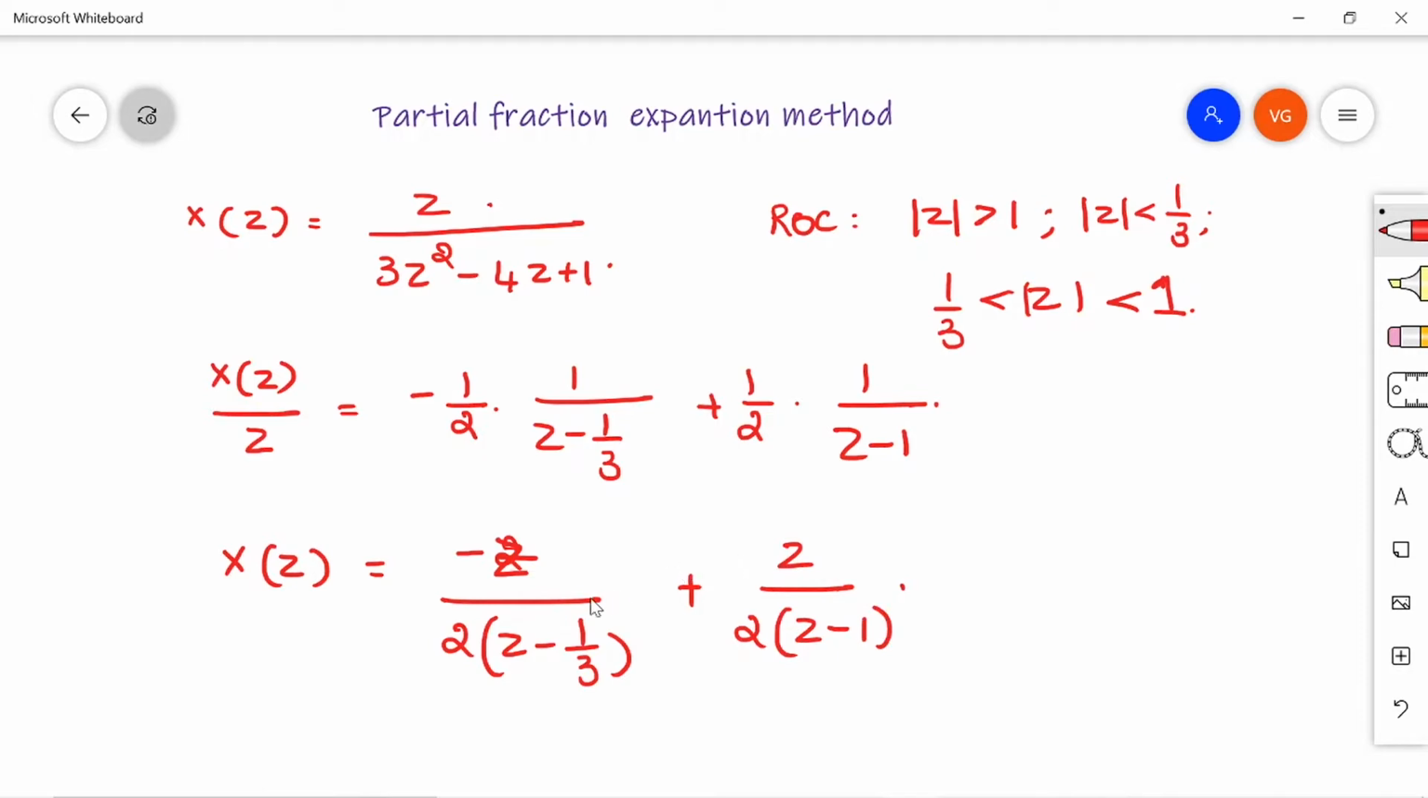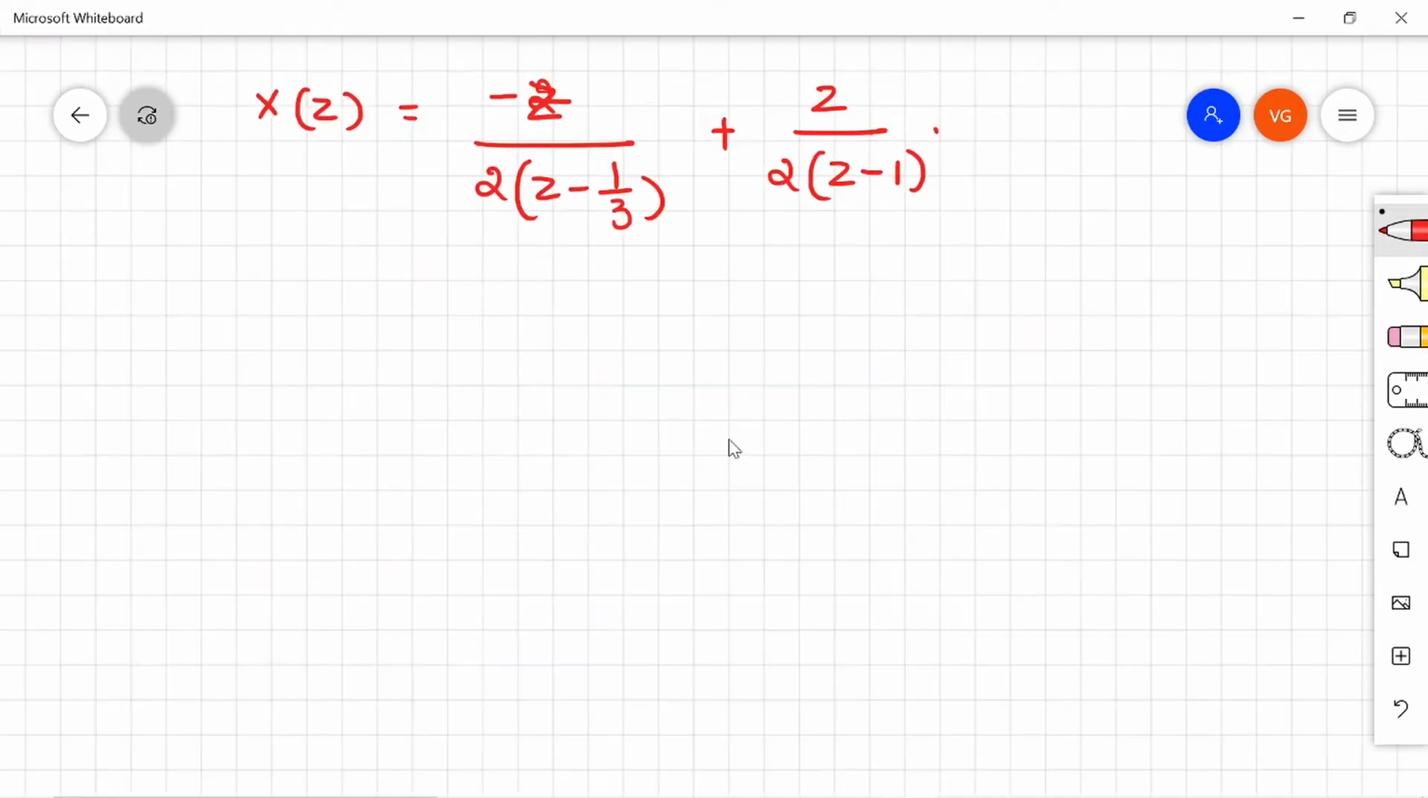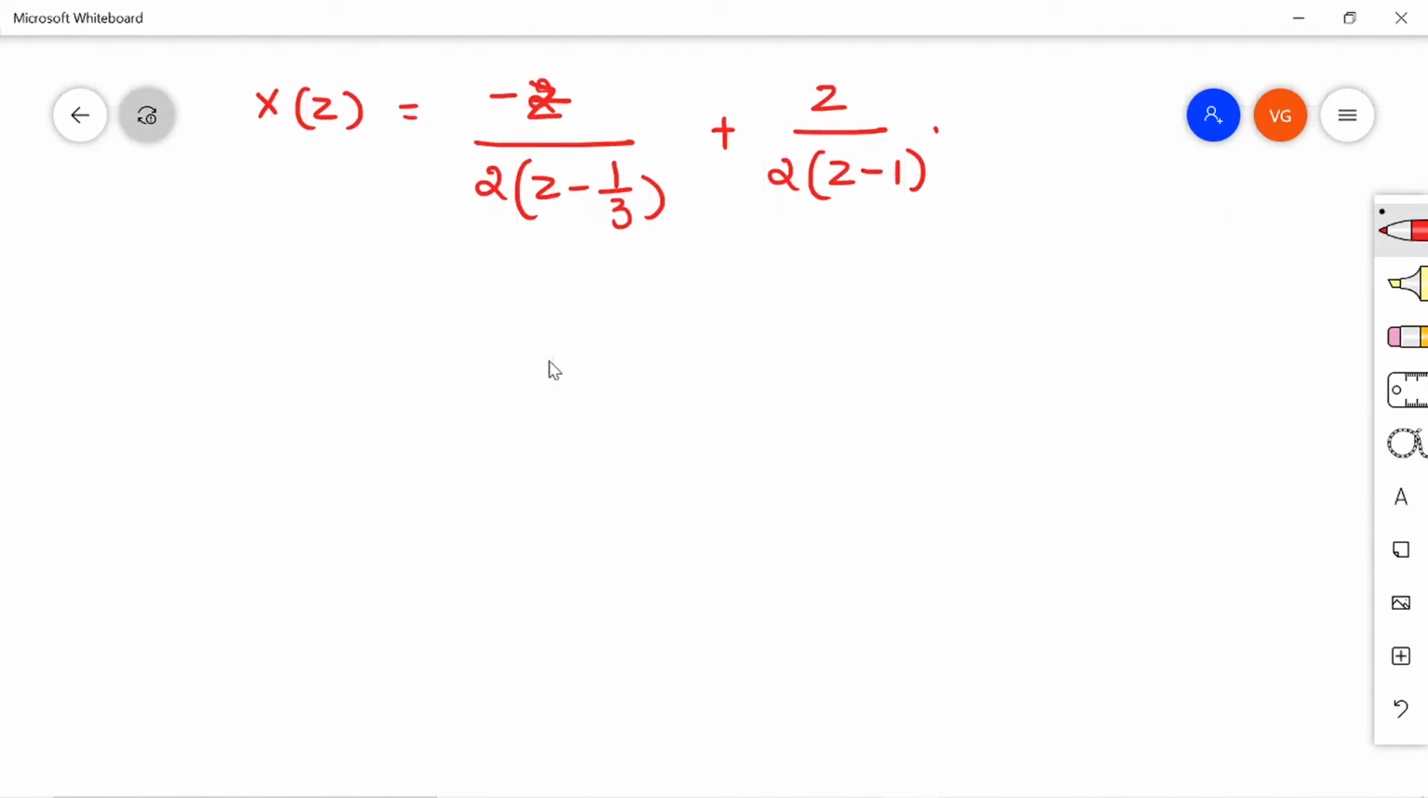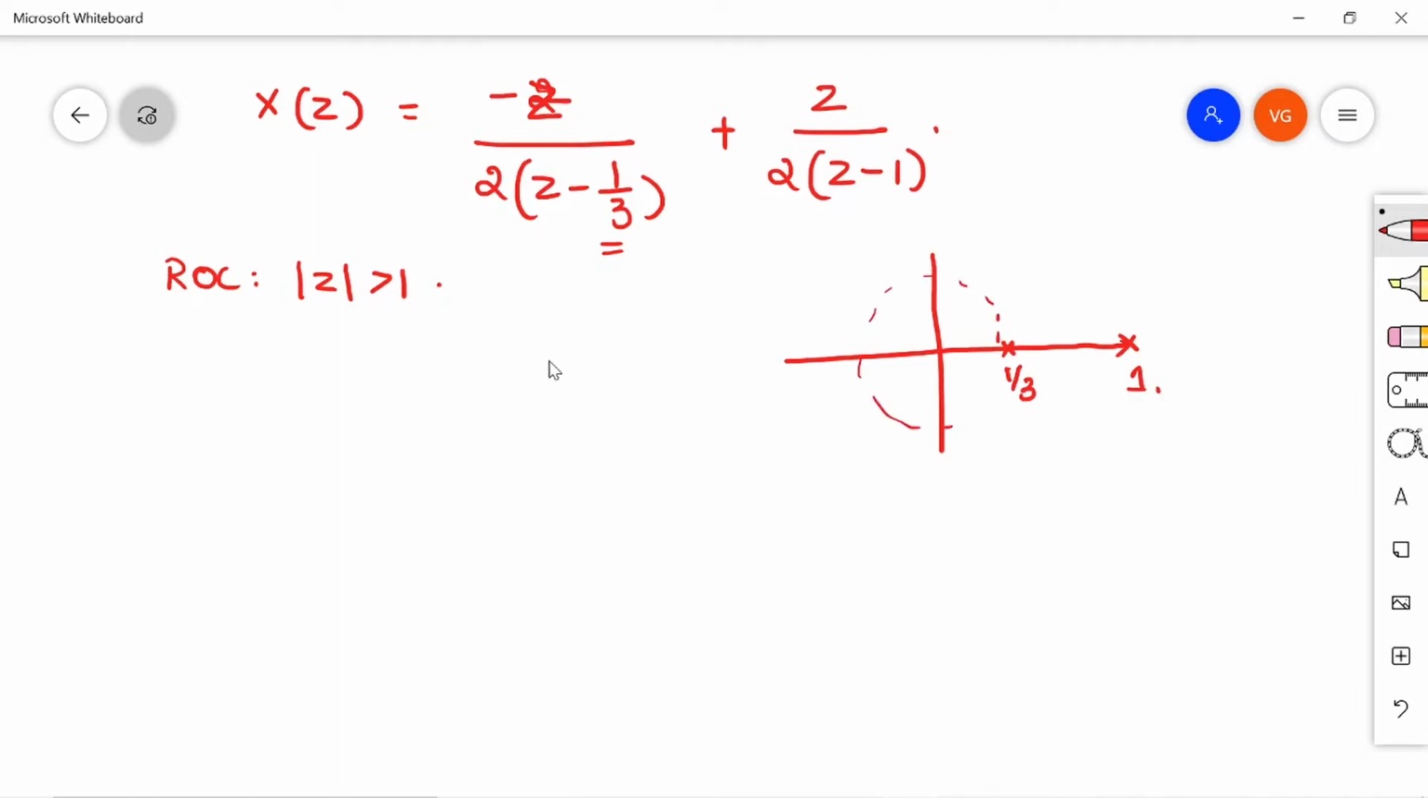Now this is of your familiar form, right? So z divided by z minus something format. Now you can write down your x of n simply by using your given ROC. So the first case they have given is for ROC mod z greater than 1. So here, from the given X of z, you have two poles. One is at z is equal to 1 by 3 and the other pole is at z is equal to 1. So draw two circles, one with radius 1 by 3 and the other with radius 1 here, right?